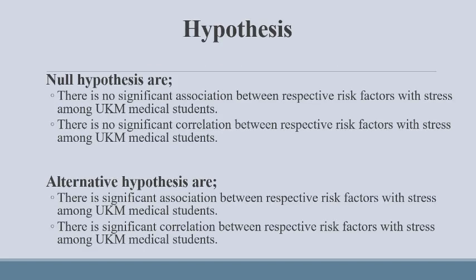Our hypotheses for this research: the null hypotheses are that there is no significant association between respective risk factors and stress among UKM medical students, and there is no significant correlation between respective risk factors and stress among UKM medical students. The alternative hypotheses are that there is a significant association between respective risk factors and stress among UKM medical students, and there is a significant correlation between respective risk factors and stress among UKM medical students.